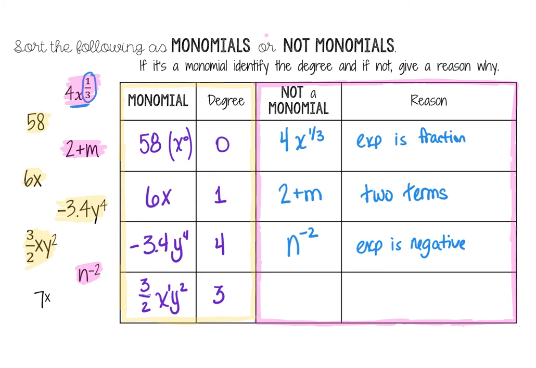All right, let's look at the last one. What's my exponent here? It's a variable. Yeah, we don't know. That's also not a monomial. My exponent is a variable.